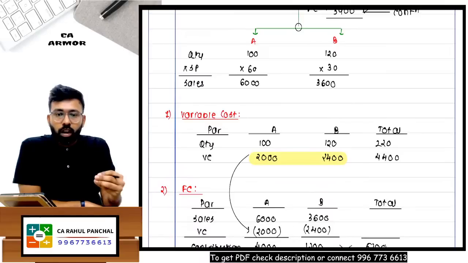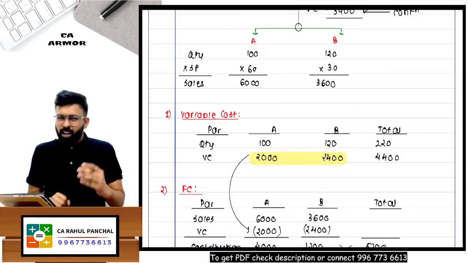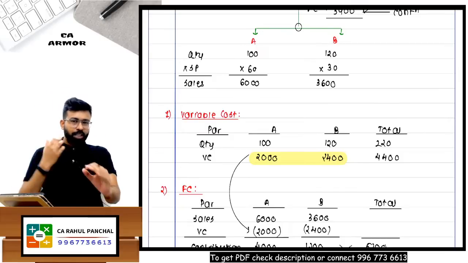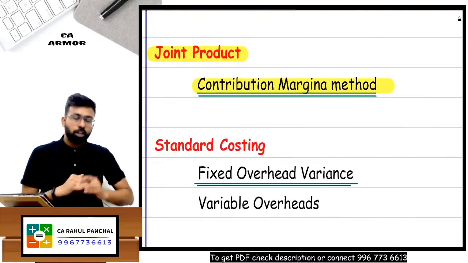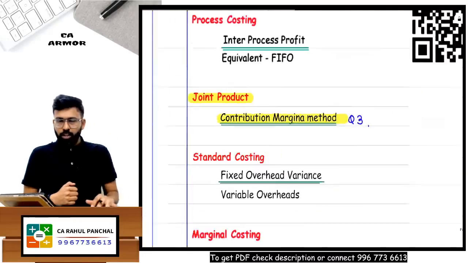This question can come in question number 1 as a 5 marks question. It has not been tested yet, a new question which has been introduced. So there is high possibility they can ask this. So this question we are done with, guys. This is first. Contribution margin method, question number 3, which I was expecting in examination. So we are done with this question.